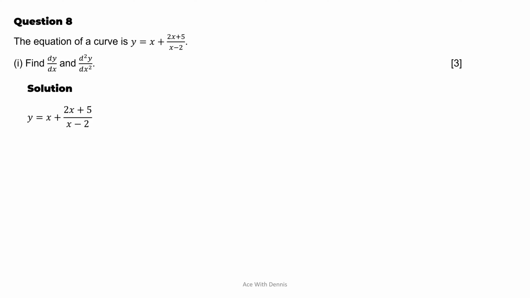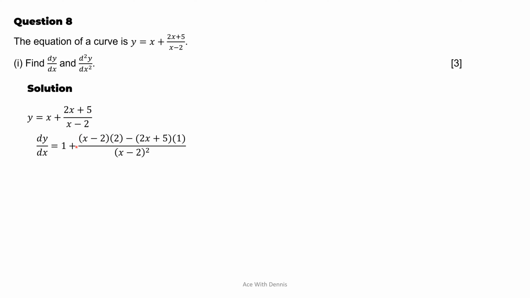So given the equation y equals x plus (2x plus 5) over (x minus 2). So dy over dx will be, when we differentiate the x, we get 1. And the second term here, we can apply the quotient rule. So I want to differentiate this second term.